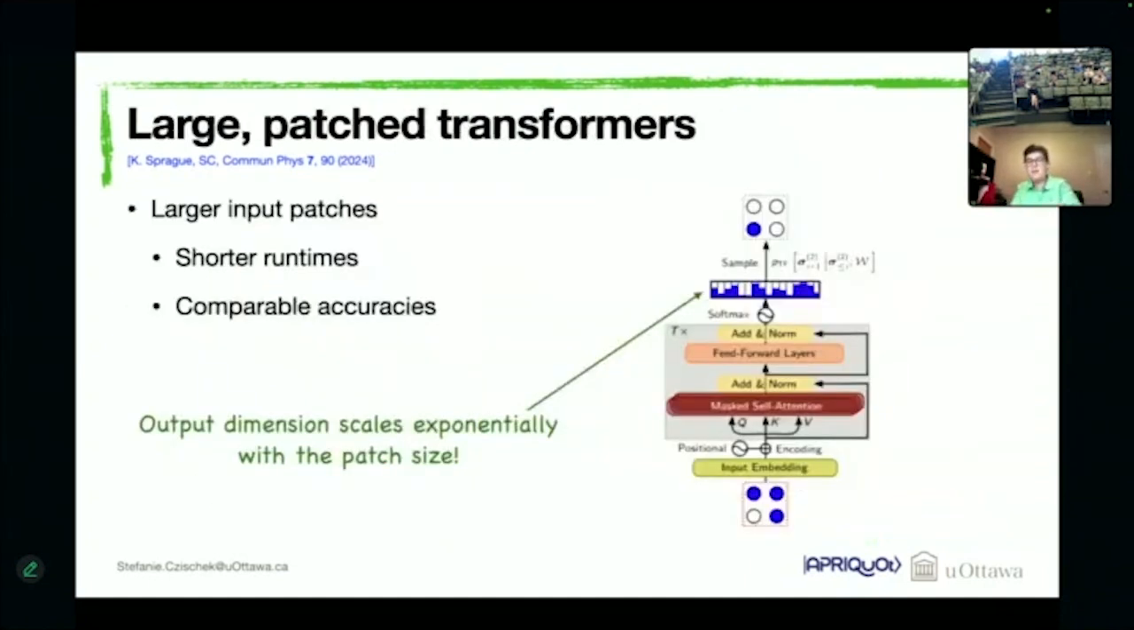But now we run into another issue. So we are just shifting the problem around, kind of, because if we increase our patch of atoms, then the output of our network, which is this probability distribution over all possible states of the next patch of atoms, scales exponentially with the patch size. And so here again, we cannot really go to larger input patches, because then our computational cost would again scale exponentially with the patch size.